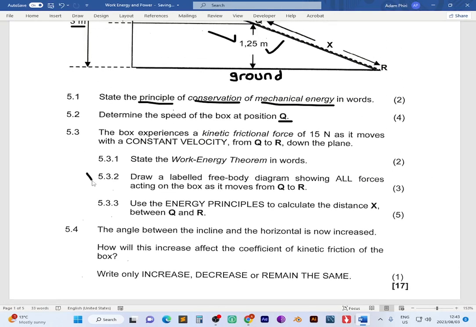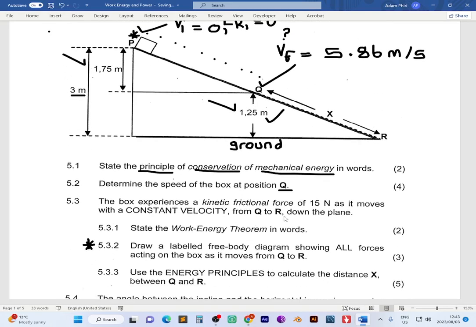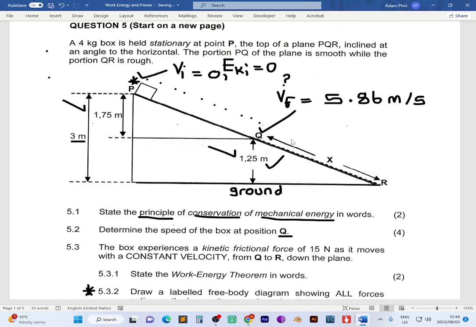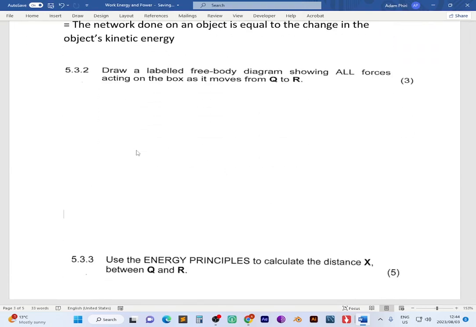The next problem is 5.3.2, which requires us to draw a free body diagram as the block moves from point P to Q. Alright, so let us look at our free body diagram from Q to R. We're going to look at what we have. We usually have weight, so we start with it.